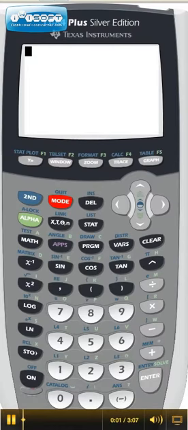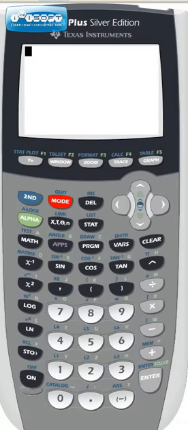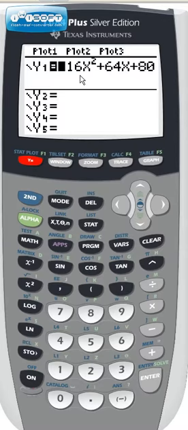In this problem, we're going to use the graphing calculator to help us calculate the vertex of a parabola. We're given the physics formula, and we know that a ball is launched at an initial height of 80 feet and launched into the air at 64 feet per second. Using our physics formula, y equals negative 16x squared plus 64x plus 80 represents the position of the ball as a function of the time since launched.